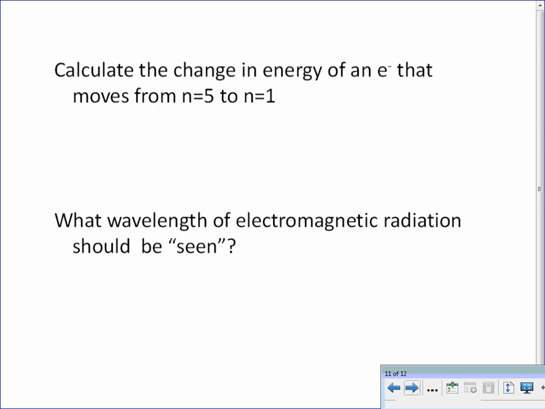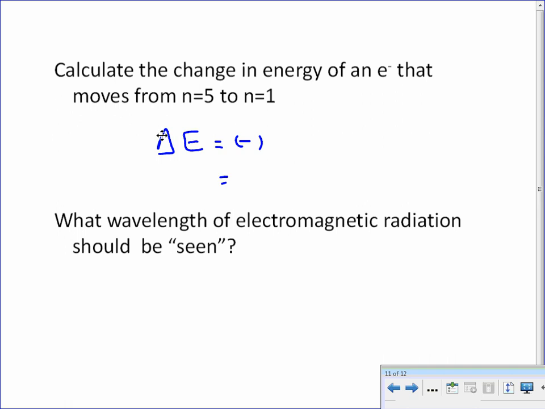So I would expect you to do some calculations using Bohr's model of the atom and be able to calculate differences in wavelength, or energy changes from one level to another. So it says calculate the change in energy of an electron that moves from 5 to 1. If it's moving from 5 to 1, that energy is going to be released. So keep in mind that that's going to be a negative number.